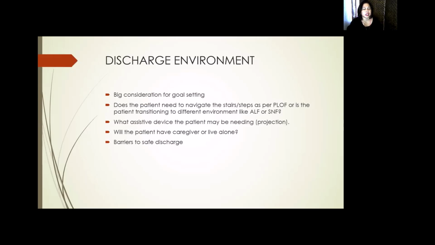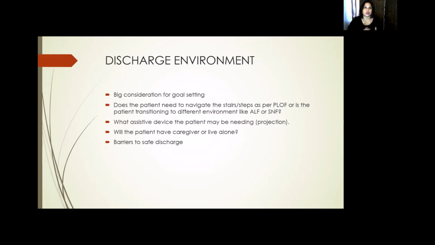Also, planning for discharge, what assistive device the patient may be needing. So it's just like a projection, looking ahead. So if the patient, for example, was ambulatory without any assistive device before, but the patient had a stroke and now has a left-sided weakness, will the patient be able to walk without an assistive device, or later on will the patient be needing a wheelchair because the patient is flaccid? So this is just to prepare us in planning for the future.